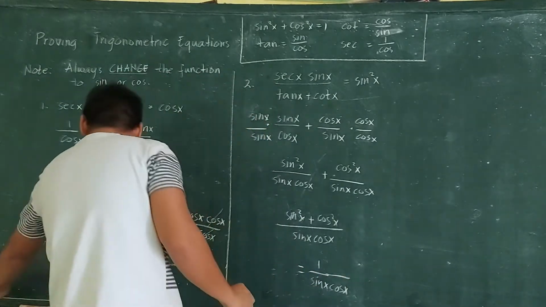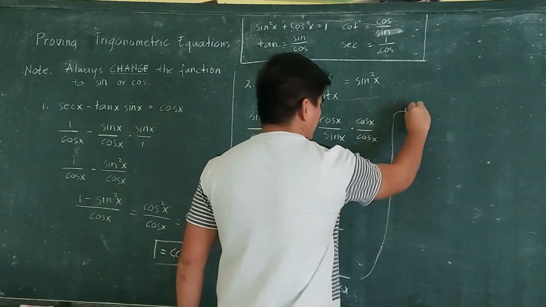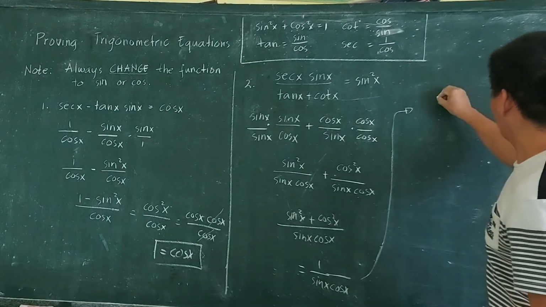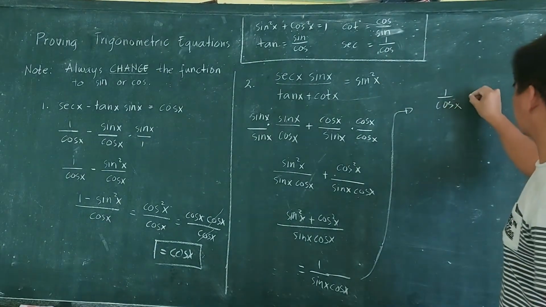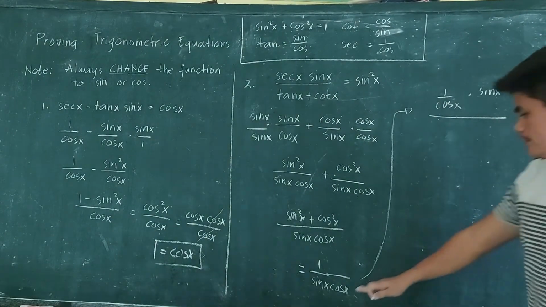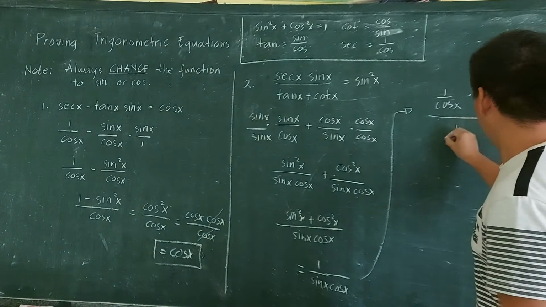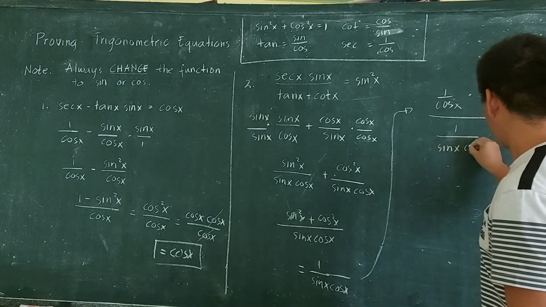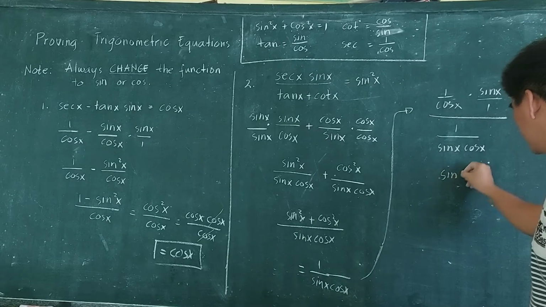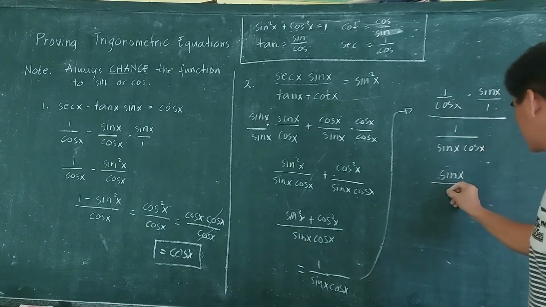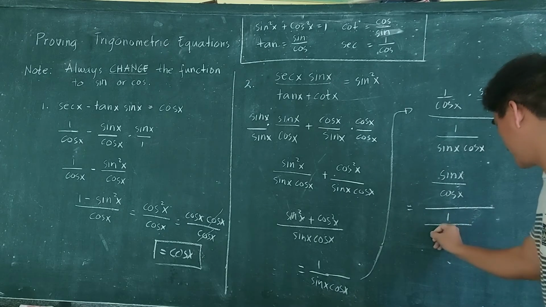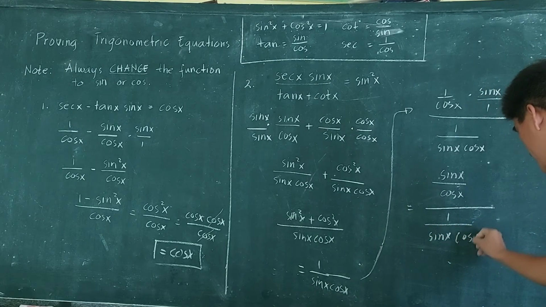So let us proceed to the numerator. Okay, we'll continue. The numerator, secant, we will change the secant to 1 over cosine. 1 over cosine x times sine x, right? Then over, we copy the denominator. So we have 1 over sine x cosine x. 1 times sine x is sine x. So we have sine x over cosine x times 1 is cosine x. The denominator is 1 over, copy, sine x cosine x.